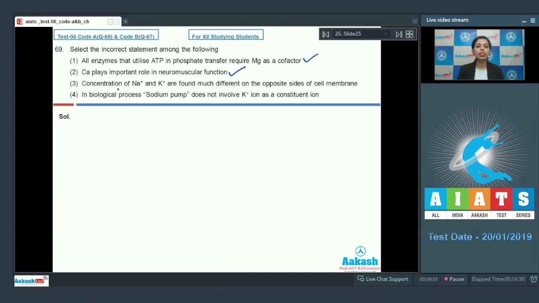That's correct. Concentration of sodium and potassium are found much different on the opposite sides of cell membrane. If you look at the concentration of sodium and potassium, they have different concentrations in cell membrane. This is also the correct statement. In biological process, sodium pump does not involve potassium ion as a constituent ion. This is a wrong statement because if I talk about sodium pump, that involves both sodium and potassium ion. That's why this is the wrong statement. So we have to choose the incorrect statement. That's why I'm just choosing option 4 as the correct option. After this, we have question number 70.